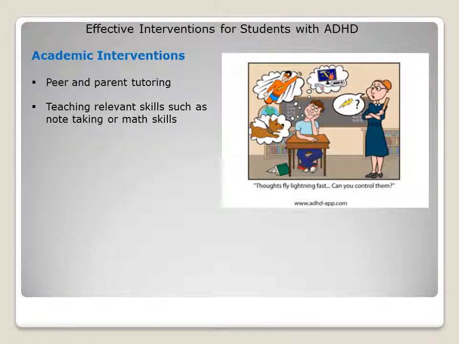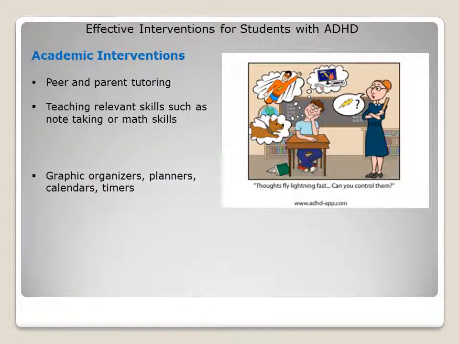Teaching relevant skills such as note taking or math skills or math tricks or study skills. This type of intervention is very helpful, especially when a child gets to their independent work. Teaching those strategies and math tricks, and study skills, so that they know how to do a certain math problem. They can easily refer back to what they learn and how to decipher those problems.